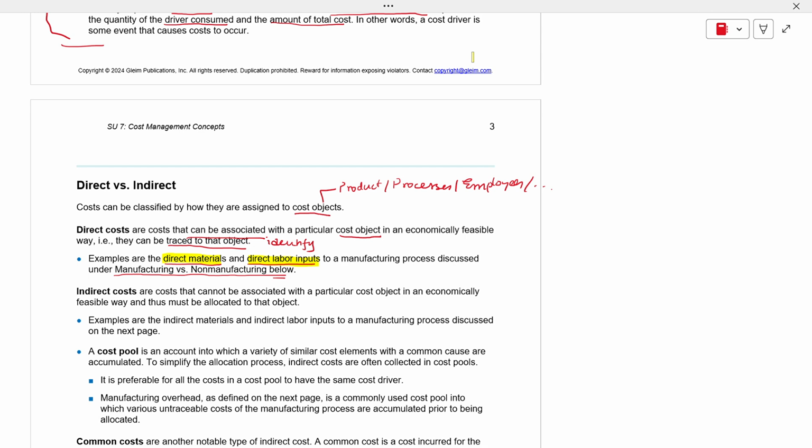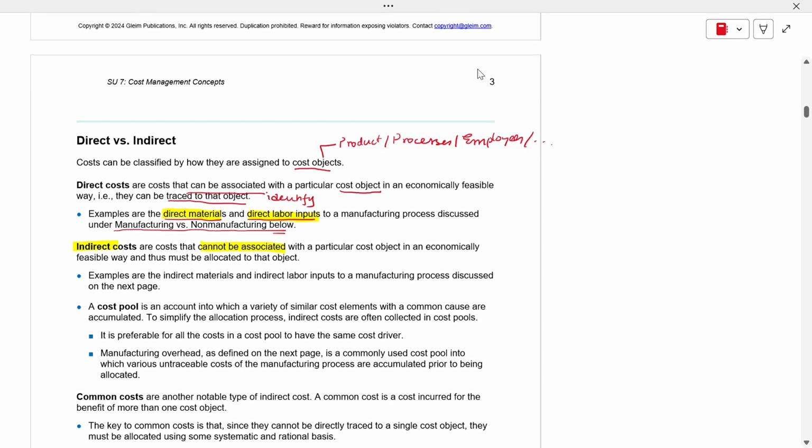What is the indirect cost? Indirect cost cannot be traced and cannot be associated with a particular object. What are the examples here? They are talking about indirect material and indirect labor. What is the indirect labor? Very simple: indirect labor is nothing but the salaries.